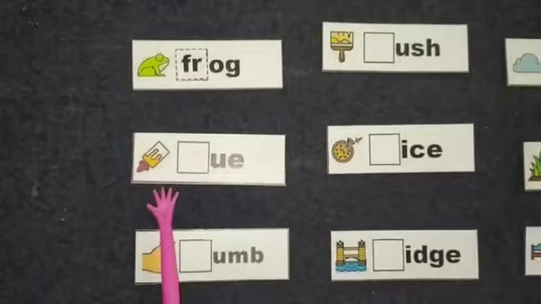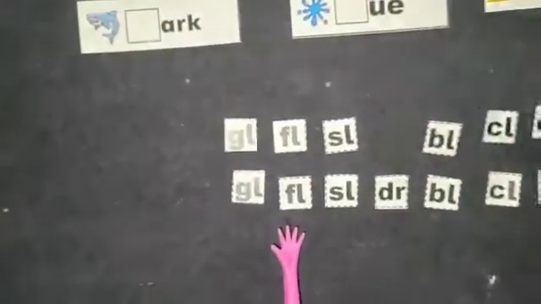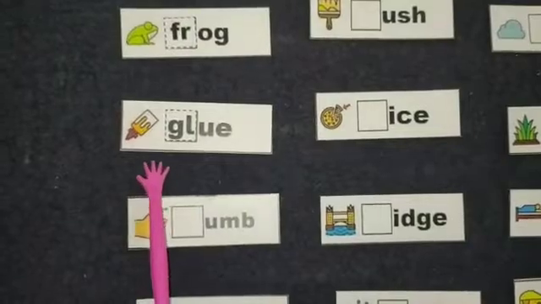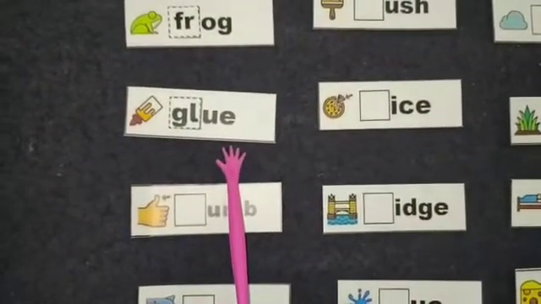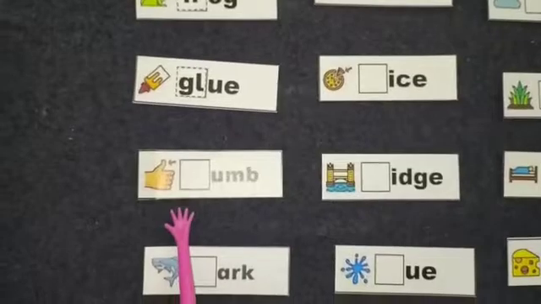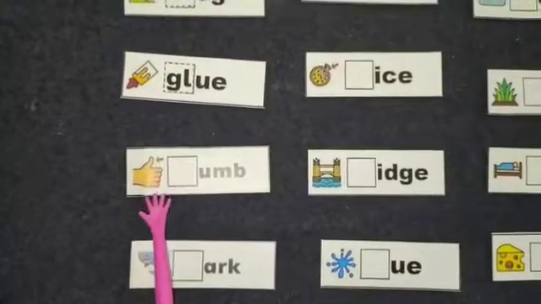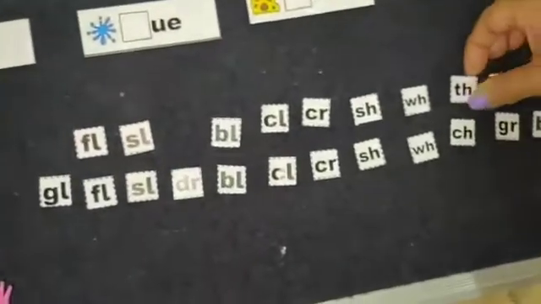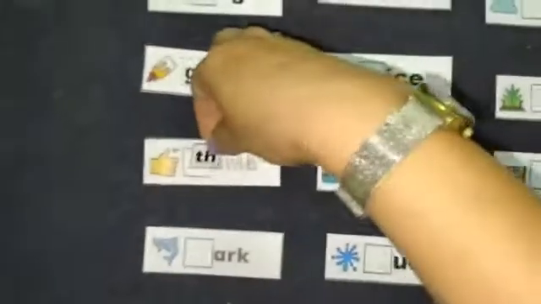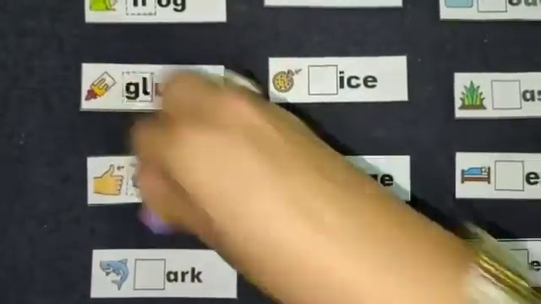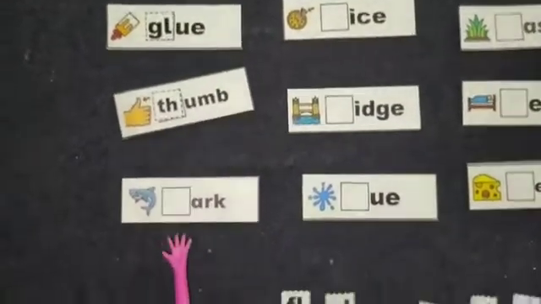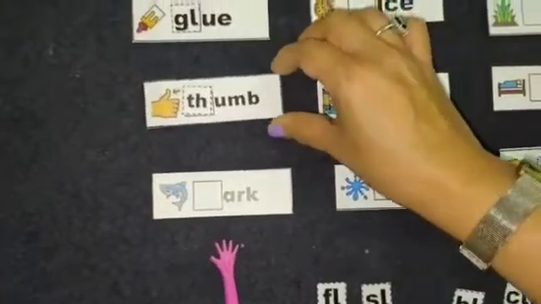Then we have, can anybody tell me what is this? Yes, it's glue. So we will pick up G-L right here and we will place it in its box. And the spelling is G-L-U-E, glue. Then what is this? Where is the arrow pointing? Yes, it's a thumb. So it is T-H. So we will place this here and the spelling will be T-H-U-M-B, thumb.